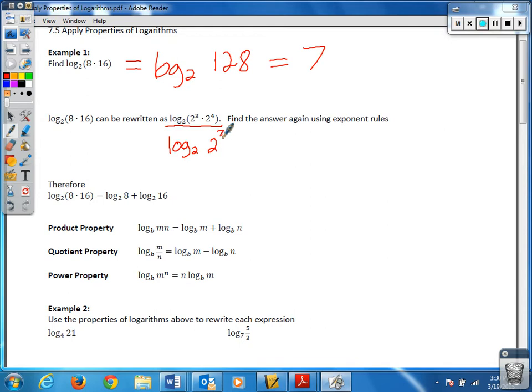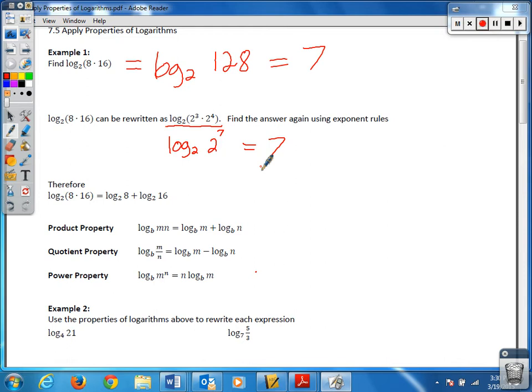So since we're multiplying 2 to the 3rd and 2 to the 4th, we add the exponents. So then we can say, well, the log base 2 of 2 to the 7, well, that's an exponent with a base 2 and a log with base 2. Those cancel out, and we get 7.